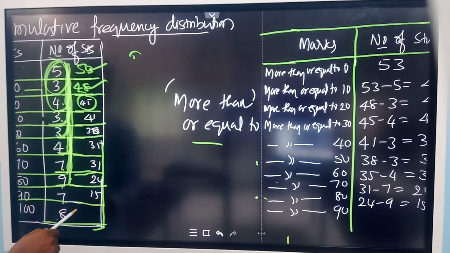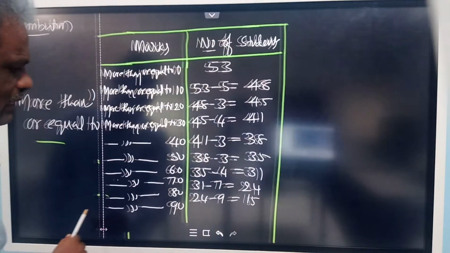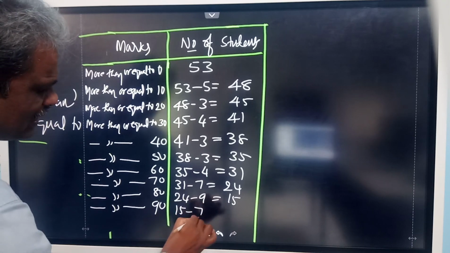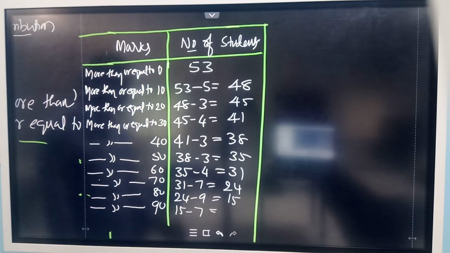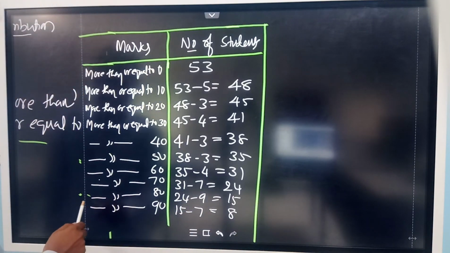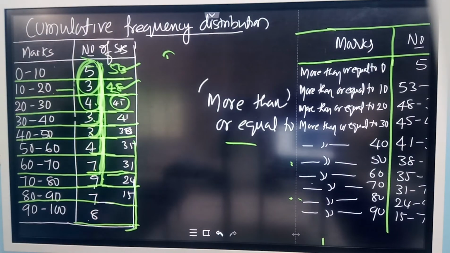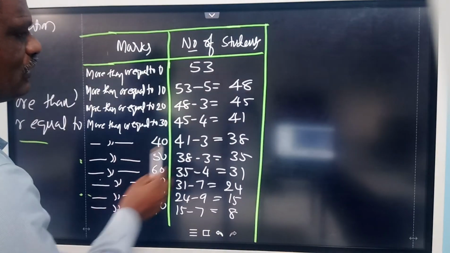7. Then again from 15, if you subtract 7, you will get more than or equal to 90. 15 minus the last frequency, it is minus 7, it is 8. So that means more than 90 we have only 8 frequency. Last one, it should tally there. So this is how you will get the more than or equal to type.